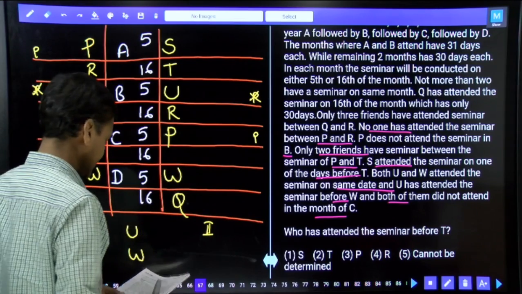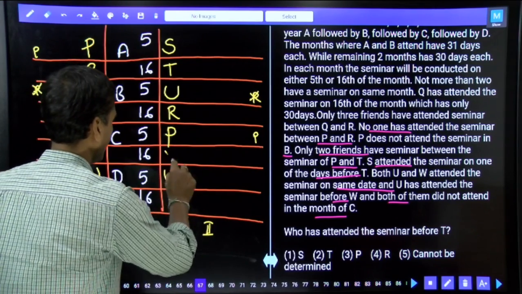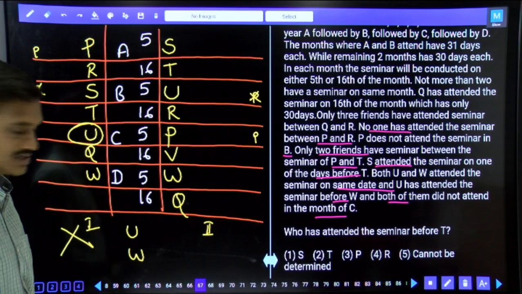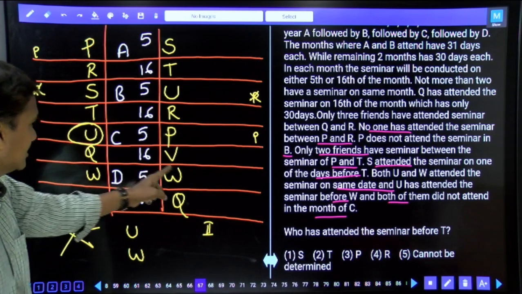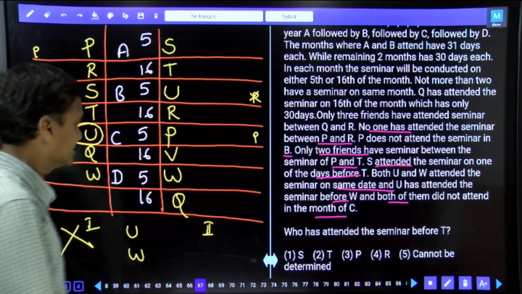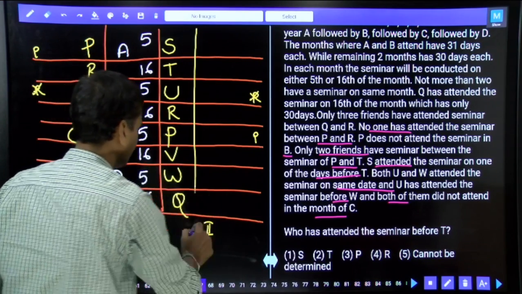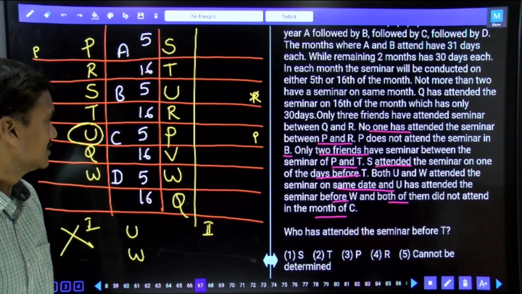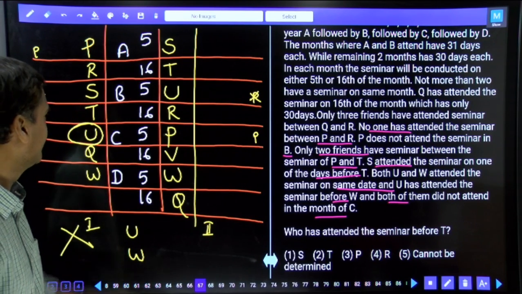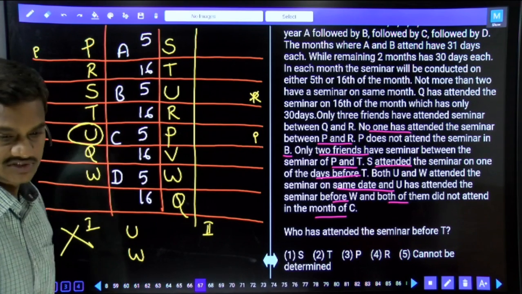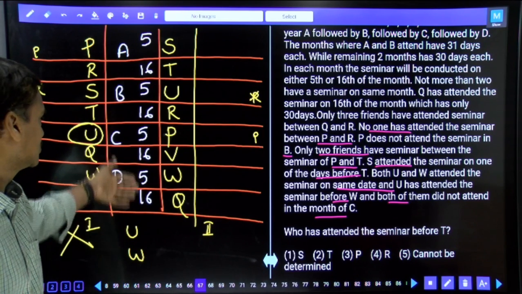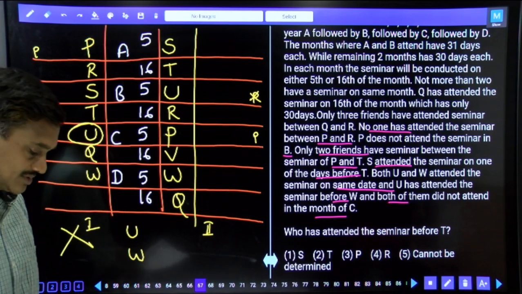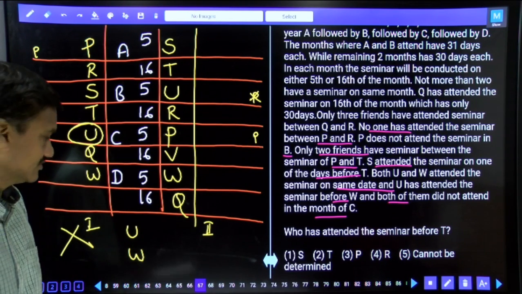Now we are left with the next one. Then tell me who is the person left over here? V is the person left over. With the help of the last statement, the first case got invalid. Now the second case is valid. Now this is how these 8 persons have attended 8 different seminars on 8 different dates in 4 months, and the first 2 months are having 31 days and the next 2 months are having 30 days. Clear now? Now this is about question number 67 to 71.